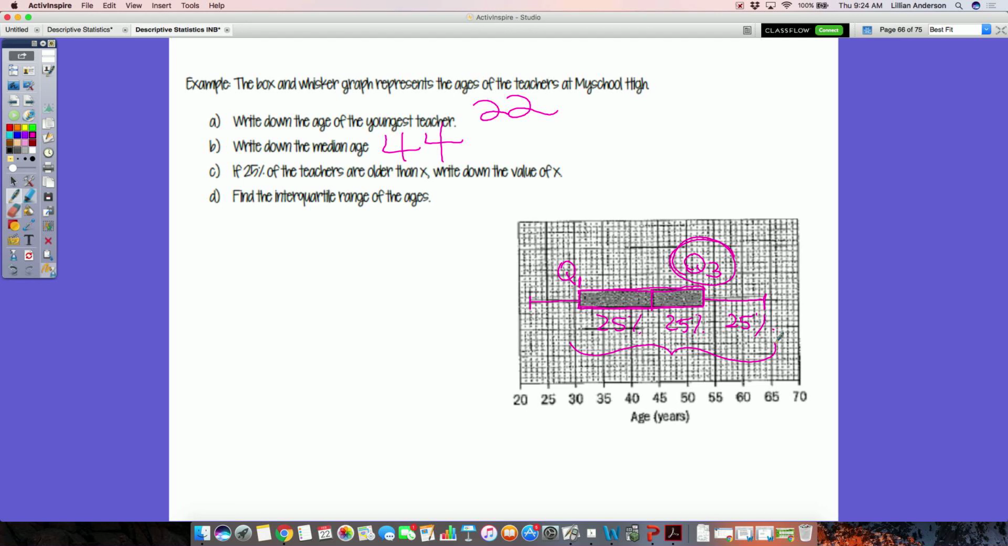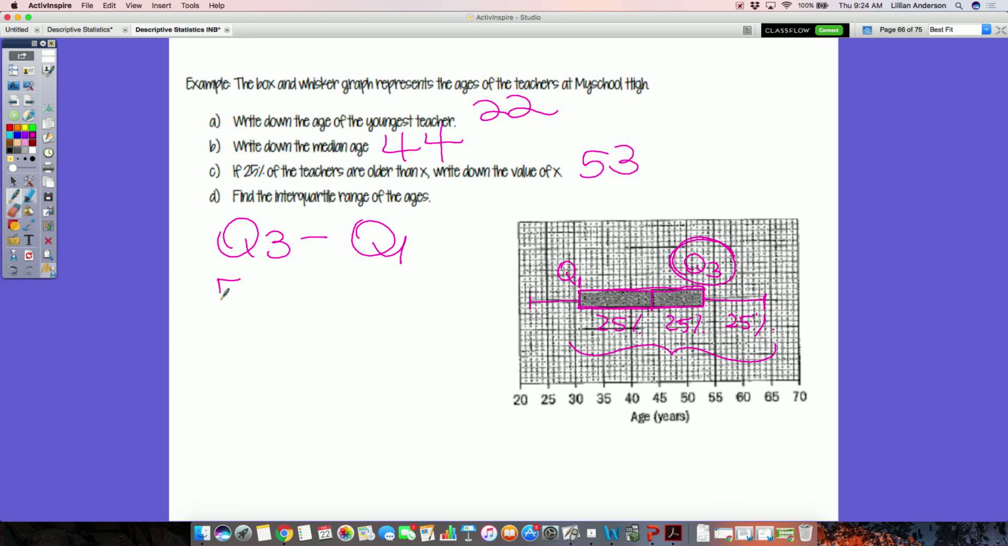So what's your Q3? 53. And all these were write down problems, so you're pulling the information straight from your graph. Now you have to find the interquartile range, which means you need what two values? Upper and lower, and you need to do what to them?